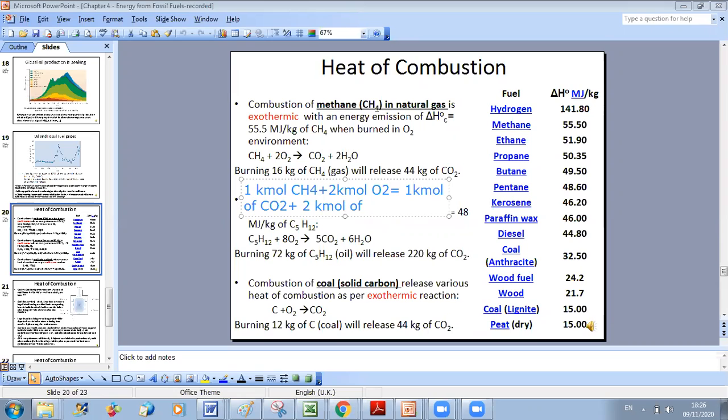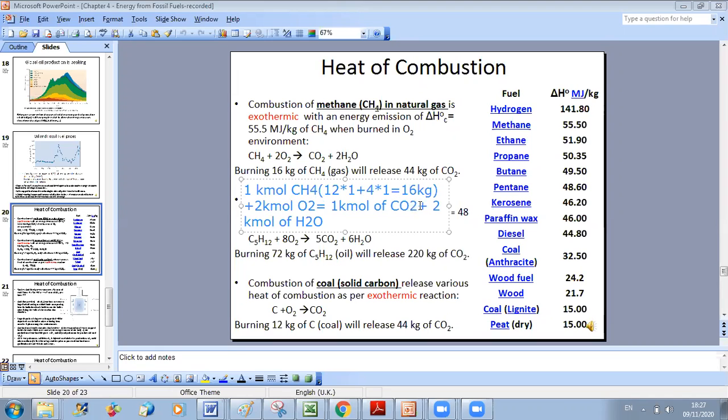Now, in order to know the mass of CO2 produced, you need to know the molar mass of each component. How to find the molar mass? For CH4, you know that the molar mass of C is 12 and for H is 1. So if I have 1 kilomole of CH4, the corresponding mass will be 12 times 1 plus 4 times 1 for the hydrogen, which is equal to 16 kilograms. So if I burn 1 kilomole of CH4, I am burning 16 kilograms of CH4.